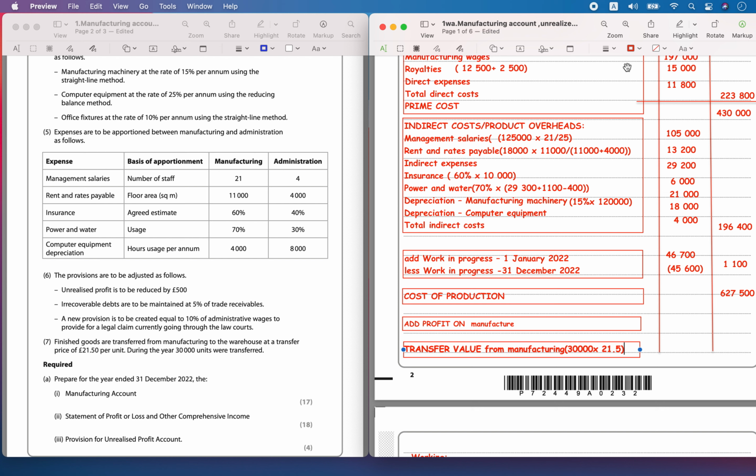So that value is going to be equal to 30,000 times 21.5, which is 645,000. This is the transfer value. Now from this we have to calculate the profit. So we find the difference between these two: 645,000 minus 627,500 will get you the profit. You have to include that. So it is 17,500. So they had included a profit of 17,500.